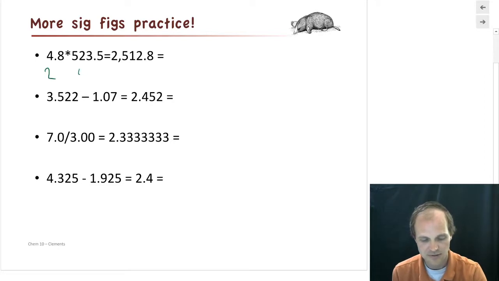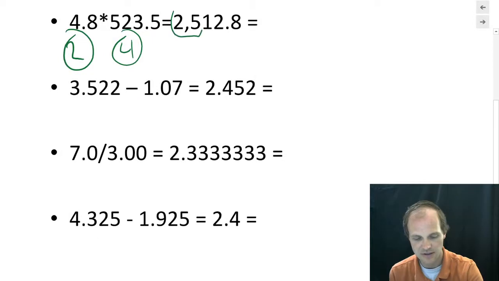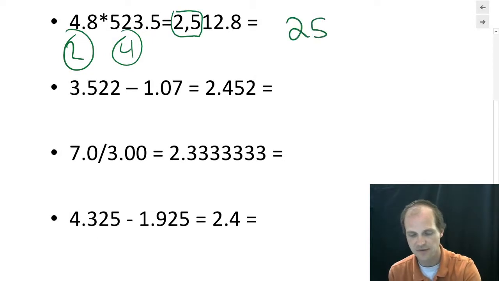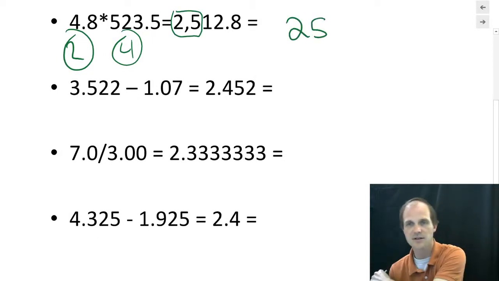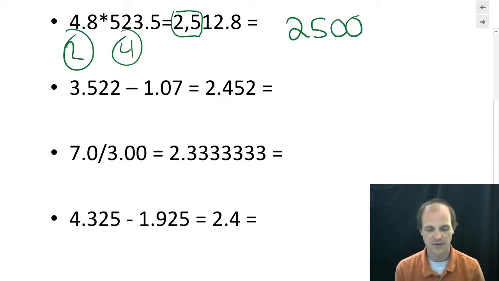2 sig figs, 4 sig figs. Let me blow that up. So we only get 2 sig figs. We draw a box. 25. If you went from 2,500, is it okay to go to 25? No, you got to bring down those extra zeros and get 2,500.